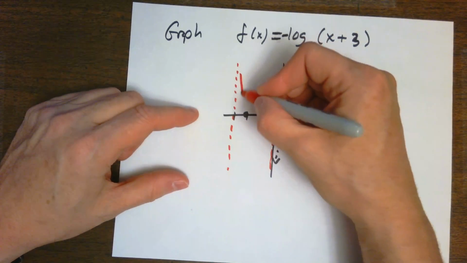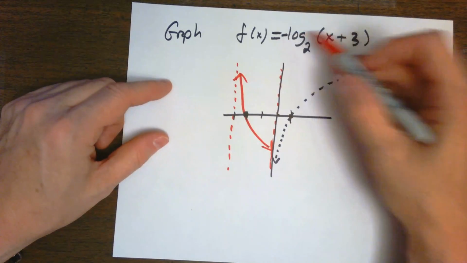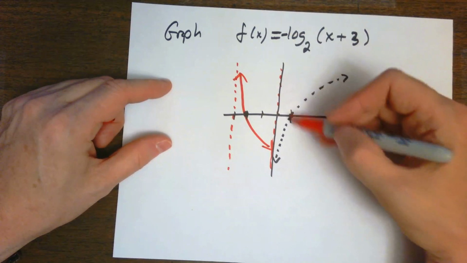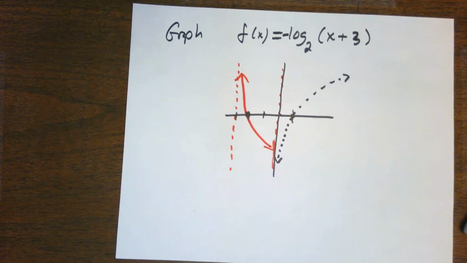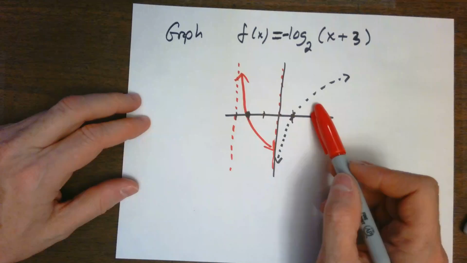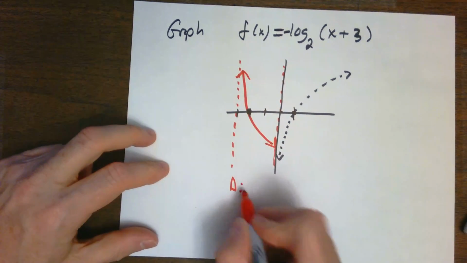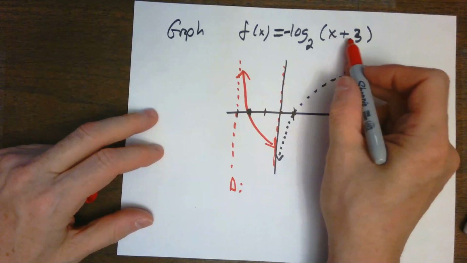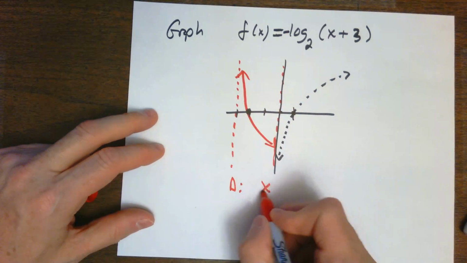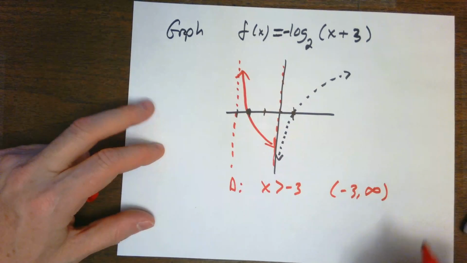So my new function, flip it upside down and move it left 3. Flip it upside down, move it 1, 2, 3. Move it left 3. There's the new function. The domain of the original function was 0 to infinity. What's the domain of the new function? Well, I know I can set x plus 3 greater than 0, so x has to be greater than negative 3. In interval form, I can write it like that.